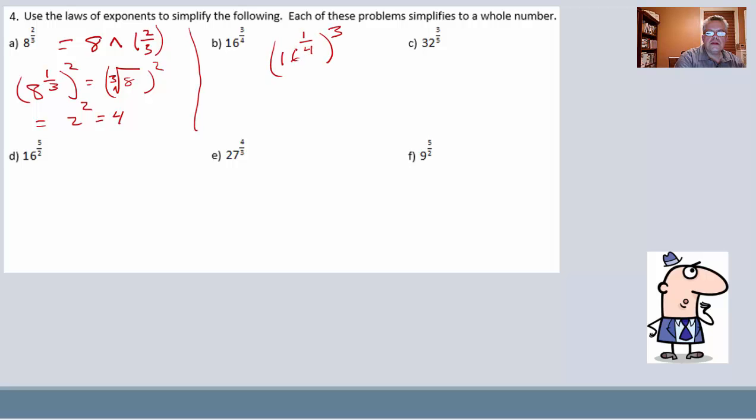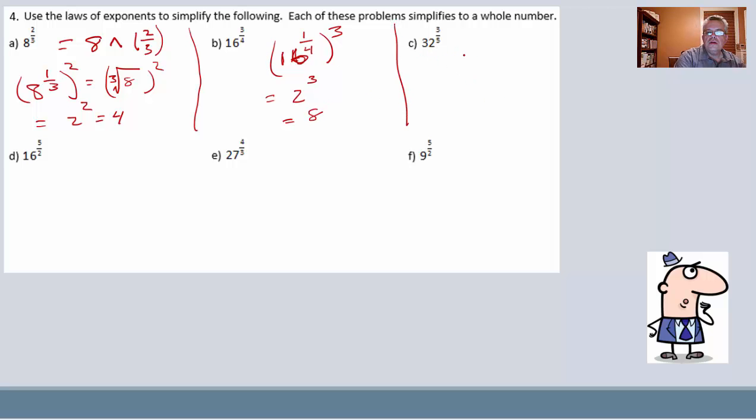Now the reason why I'm doing it this way is if I cubed it first, I would get a really huge number and then it'd be hard to take the 4th root. So 16 to the 1/4 is 2. That's the 4th root of 16. So this is 2 to the 3rd, which is 8.